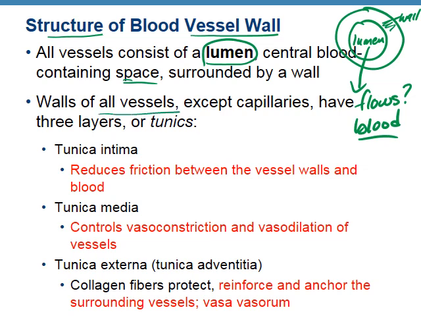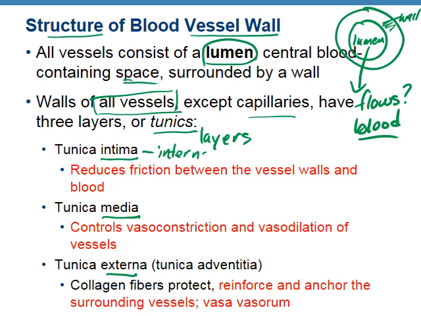All right, so the walls of the vessels, except for capillaries, which we'll talk about down the road, but basically we're talking all vessels, are going to have layers. So tunicas, you can think of layers. And we have intima, media, externa. So you should be able to make an inference here where we're saying internal, middle, and external, right? All right, so the internal layer, the most internal layer is going to reduce friction between the vessel wall and the blood.